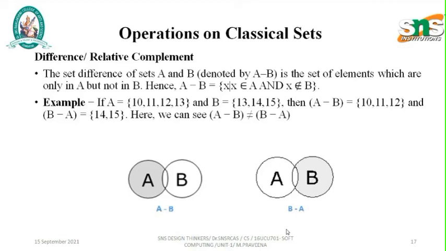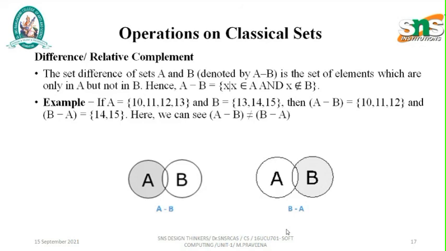The elements present only in set A and not in set B are called the difference or relative complement. For example, set A consists of 10, 11, 12 and 13, whereas B consists of 13, 14 and 15. So A difference B gives 10, 11, 12, because these are not present in set B, and the element 13 is common to both, so it is left out of the result.